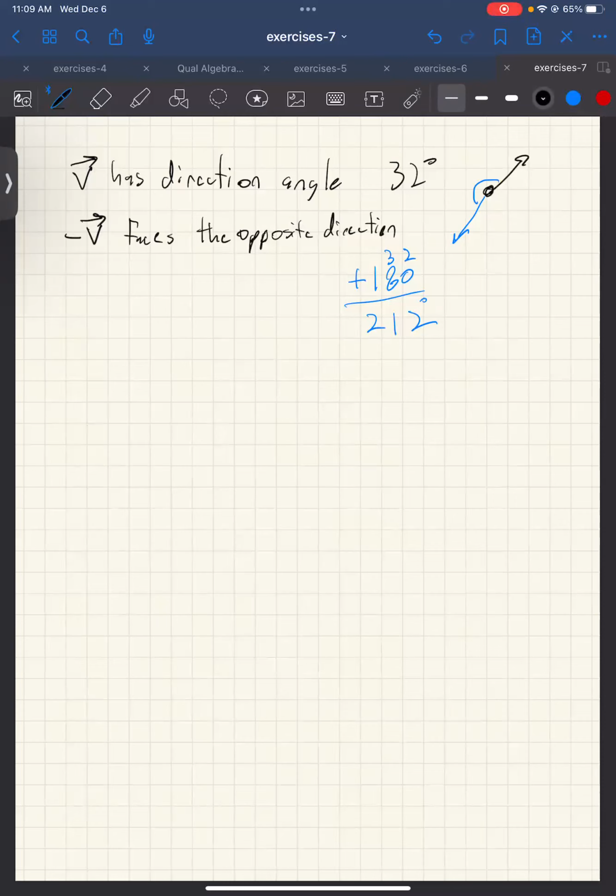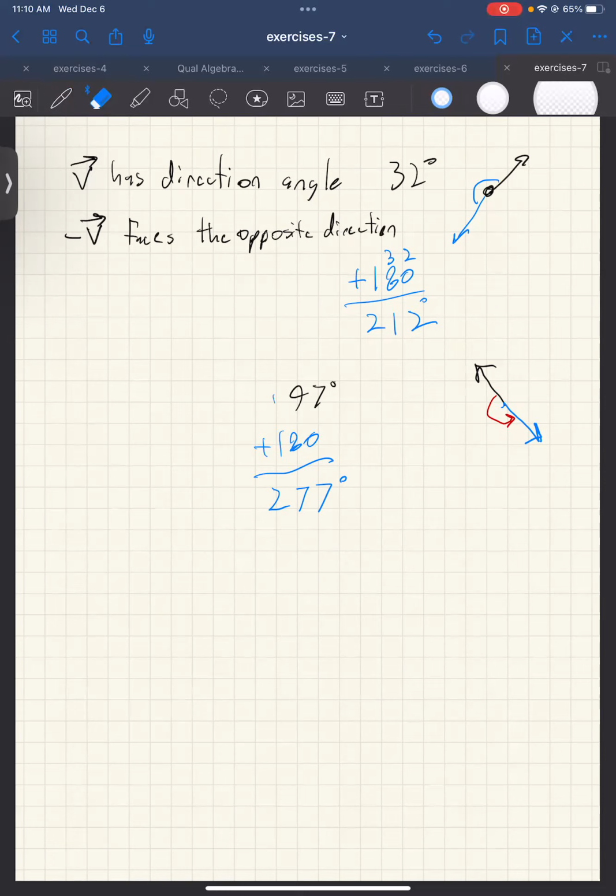But what if instead of 32, we were something like, let's say, 97 degrees? Well, now when we add 180, again, this puts us in quadrant 2, which means the negative of the vector is in here, which means this distance is another 180. So when we add 180, we get 7, 9 plus 8 is 17, so 277. And is 277 a good angle for us to worry about? Yeah, that's perfectly fine.